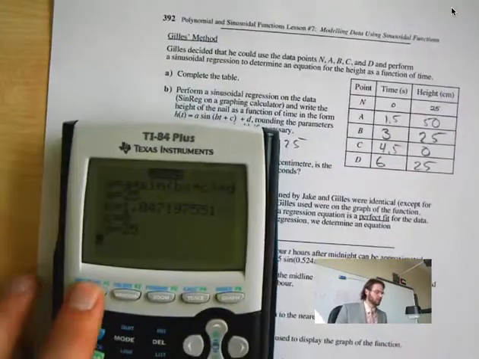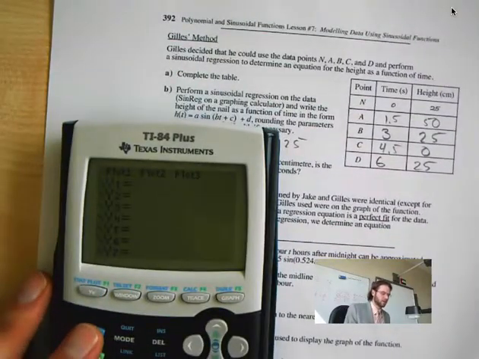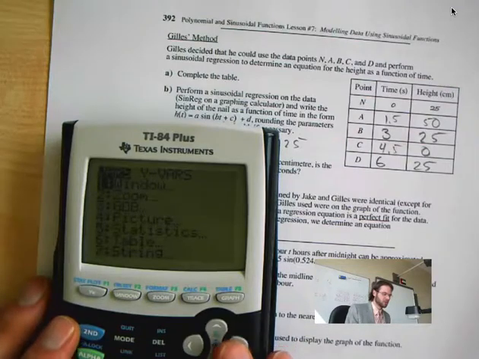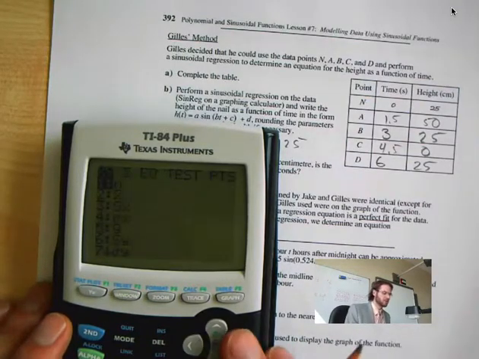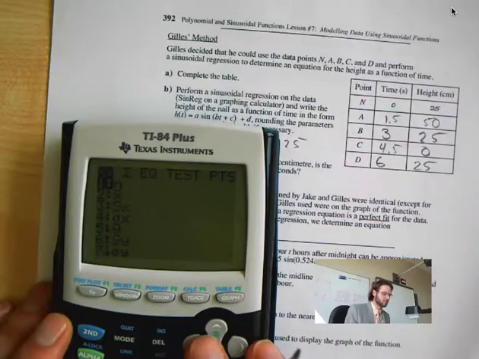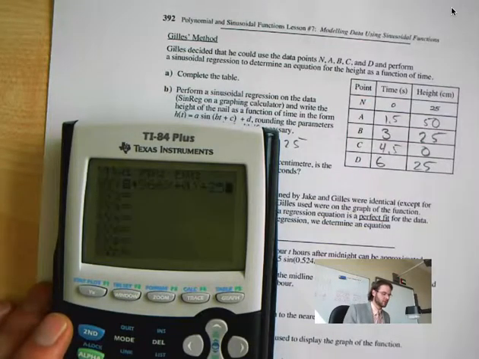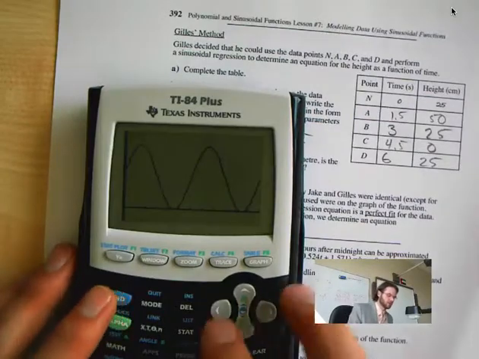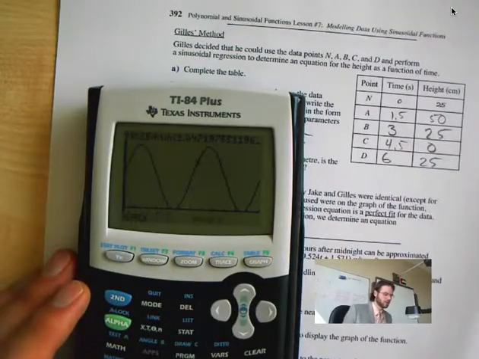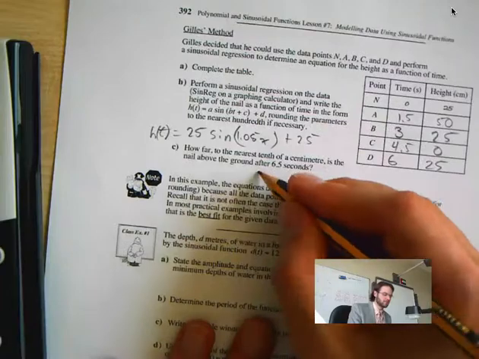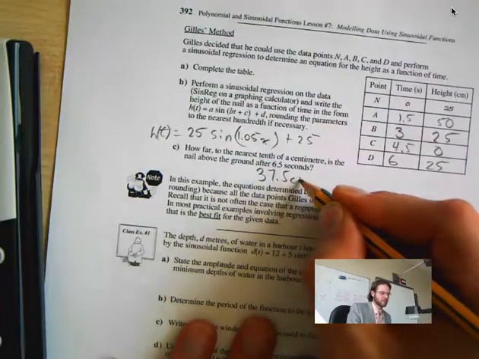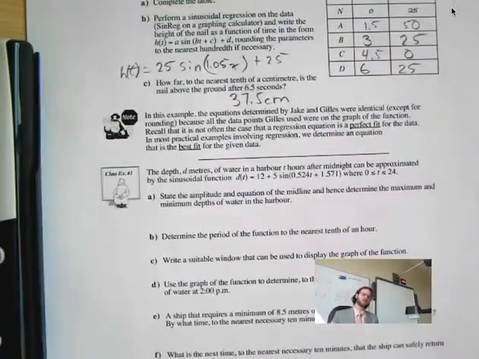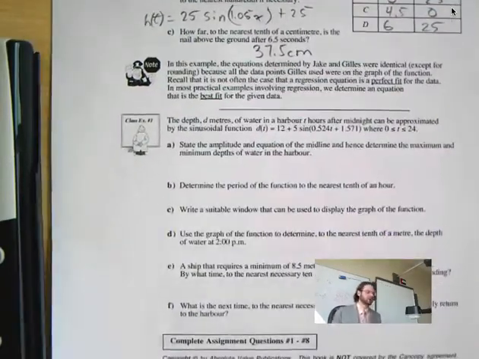So for this one, clear, and I have to put in my statistics regression equation, regression, enter. So I graph. It goes like that. And he wants after 6.5 seconds. So trace 6.5, and he gets 37.5, same thing. So those are two ways of doing it. I prefer the other way, but you can also do it this way.